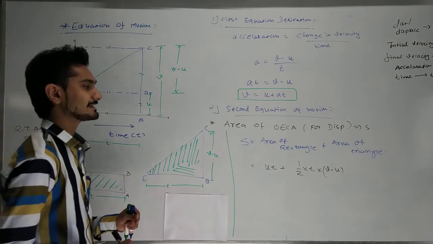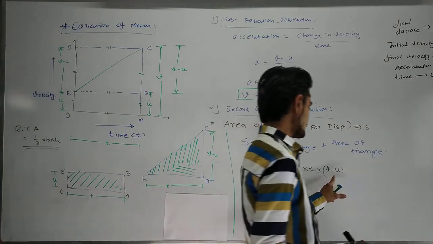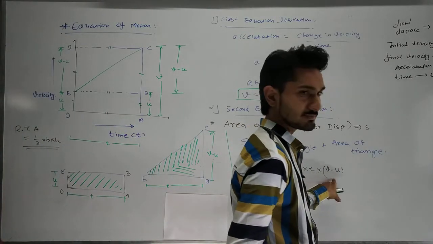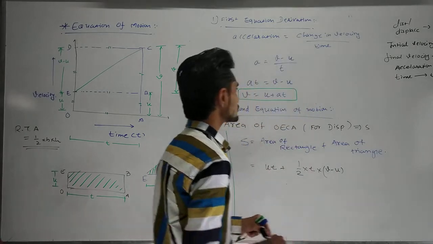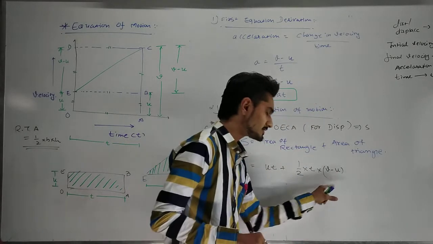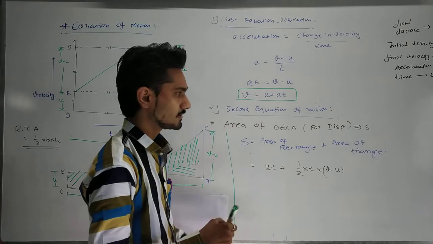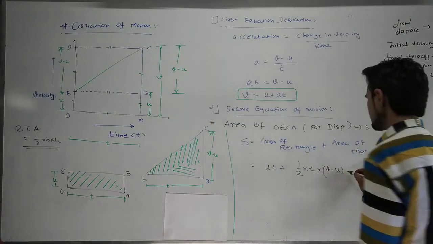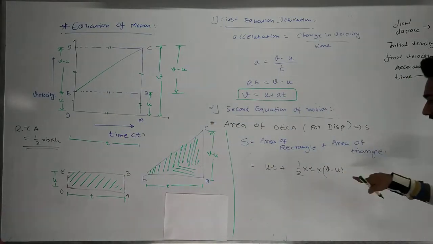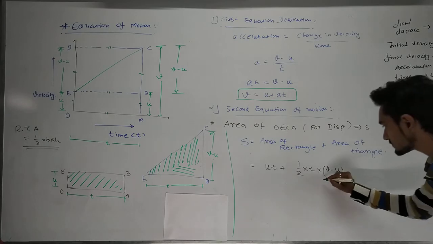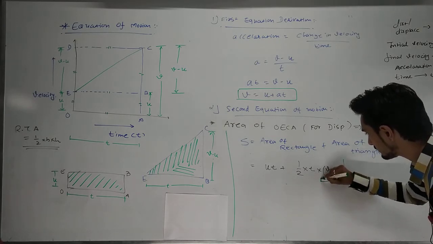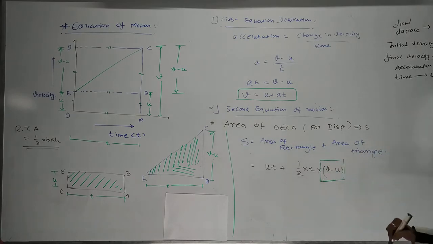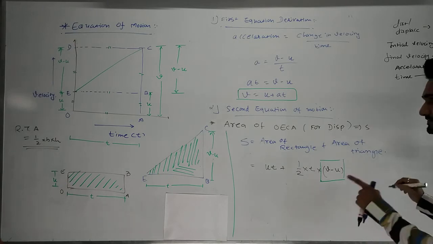Now you can see that here I have V minus U with me. So how can I replace this V minus U? You can see it here. Look carefully at where I am getting this V minus U's value, because it complicates the whole equation.